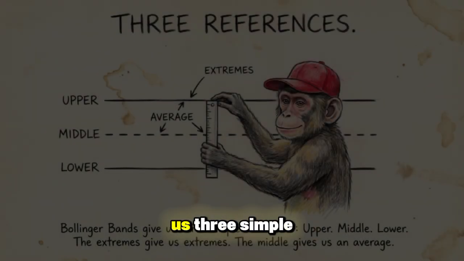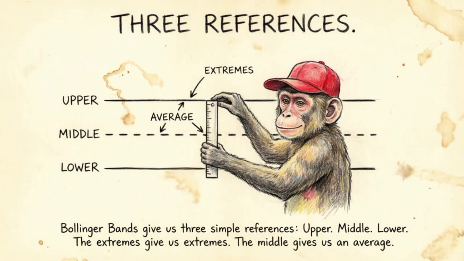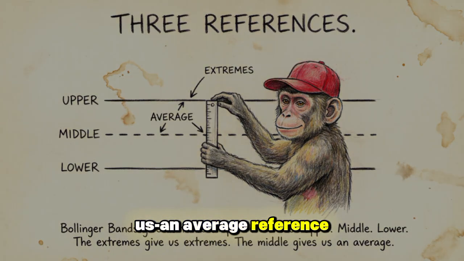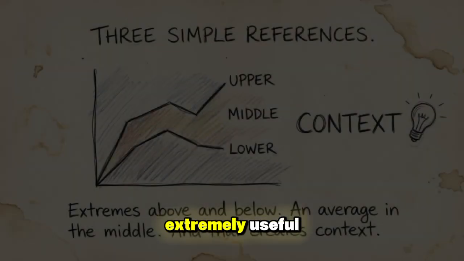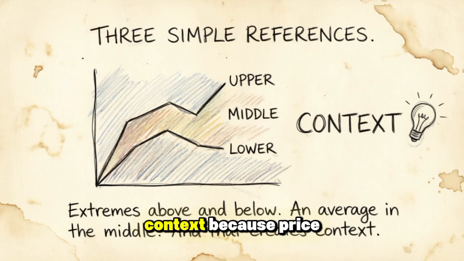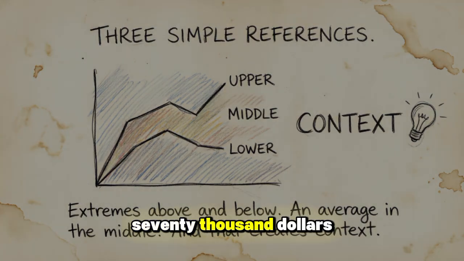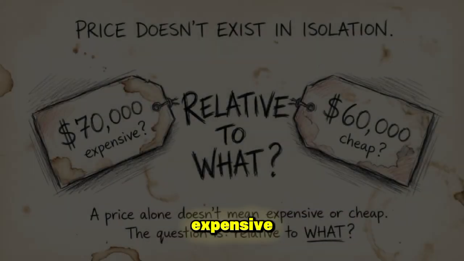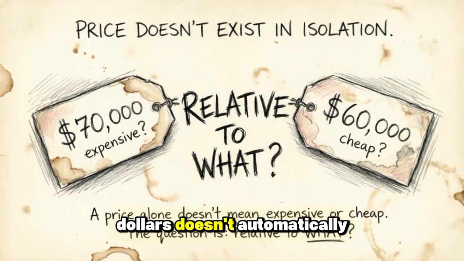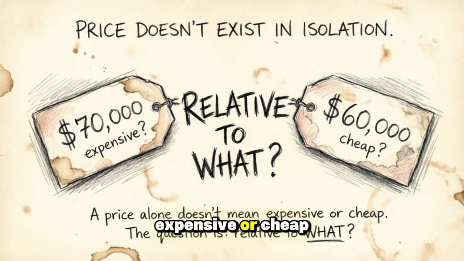Bollinger Bands give us three simple references: upper, middle, lower. The upper and lower bands give us extremes. The middle gives us an average reference. And that creates something I find extremely useful: context. Because price doesn't exist in isolation. A price of $70,000 doesn't automatically mean expensive, and $60,000 doesn't automatically mean cheap. The more important question is, expensive or cheap relative to what? That's where context starts becoming interesting.